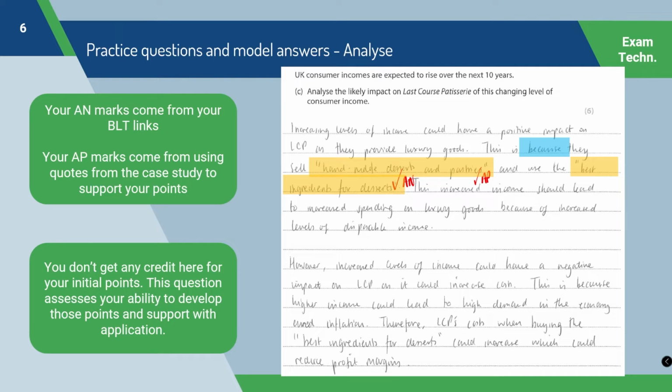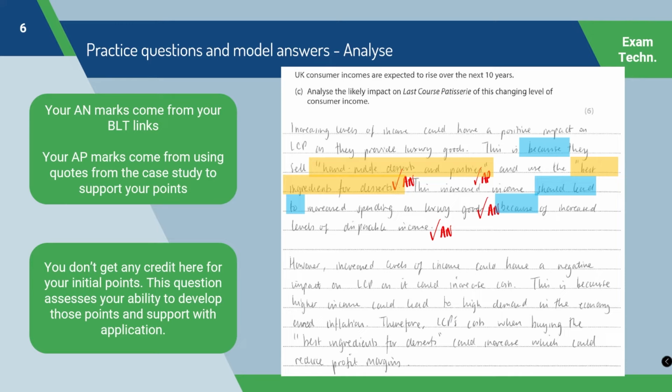This increased income should lead to increased spending on luxury goods. Bit of repetition, but okay. Then, on the application, because of increased levels of disposable income. So even though knowledge and understanding isn't in this, the student is showing that disposable income is linked to consumer income overall. They're not quite the same thing. If we look at that, we've got level 3 application in that first paragraph, and we have got 3 linked strands. So again, we're on course for a 4-mark answer.